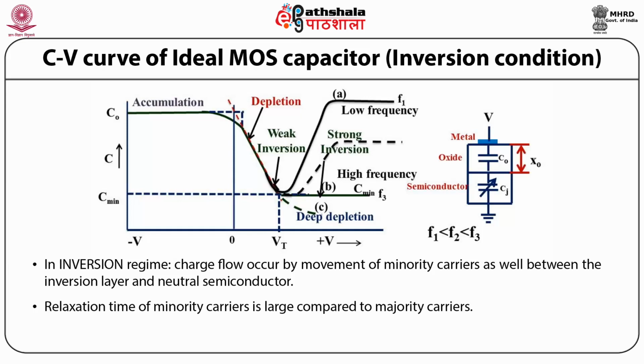That is, for low frequency F1, it increases and then becomes constant, and for frequency F2, which is higher than F1, and for high frequency, it remains constant at the value Cmin. So in the later slides, we will discuss the frequency dependence of the CV curve of the MOS capacitor in the inversion regime.